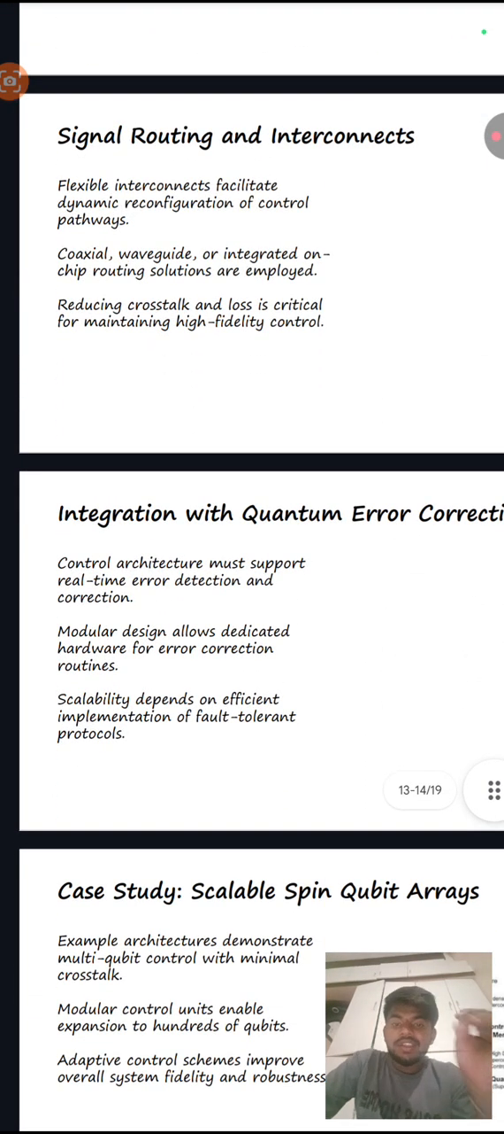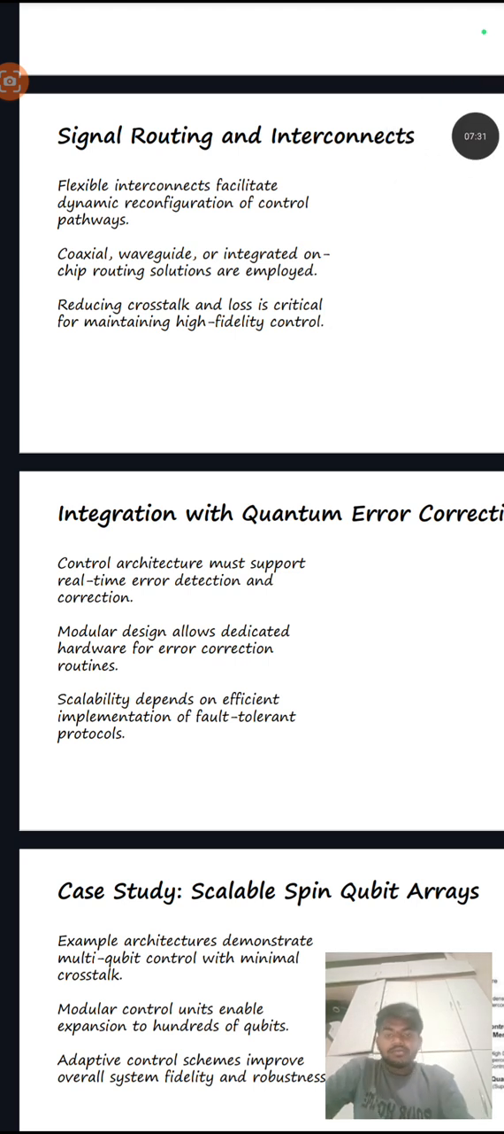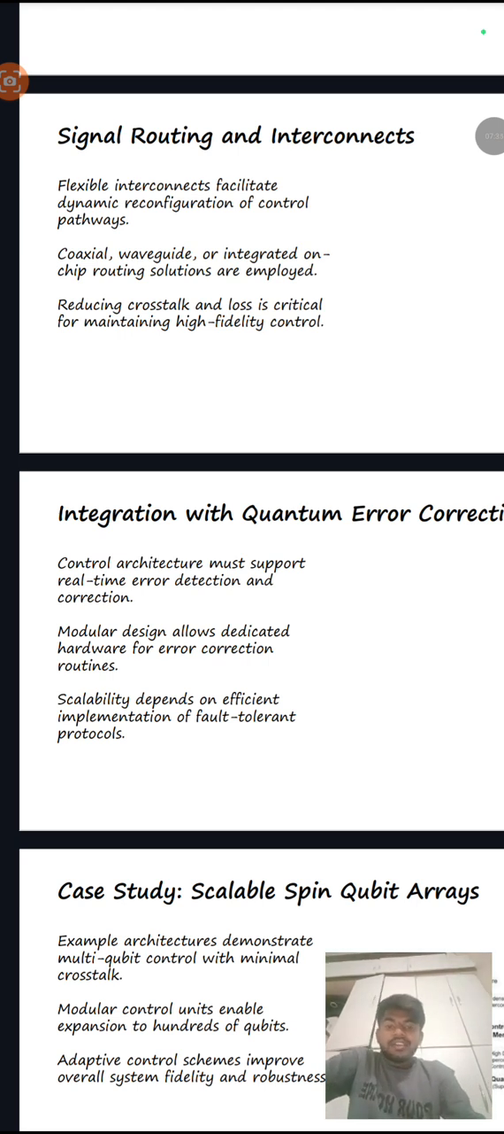Signal routing and interconnections. Flexible interconnections facilitate dynamic reconfiguration of the control pathways. Coaxial, waveguide and integrated on-chip routing solutions are employed, reducing crosstalk and loss, which is critical for maintaining high fidelity control. Integration with quantum error correction.